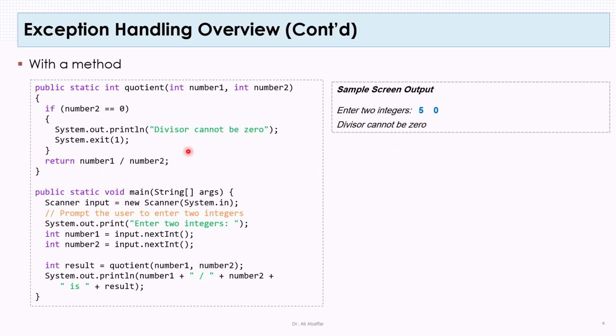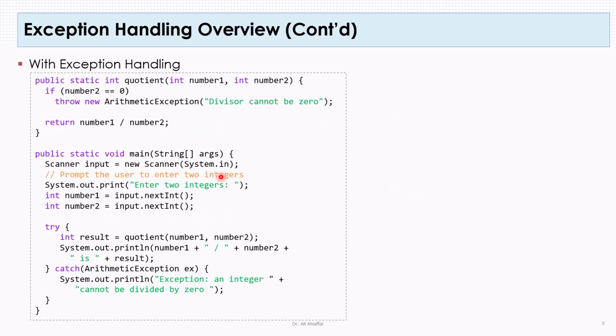So let us change the program and make the method quotient throw the exception, and then make the main method handle this exception. To make our program handle the exception, we do that in 2 steps. In the first step, we have to create the exception and throw it inside the quotient method. In the second step, we have to handle this exception by using try and catch in the main method.